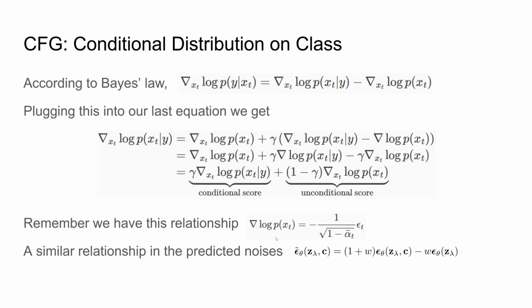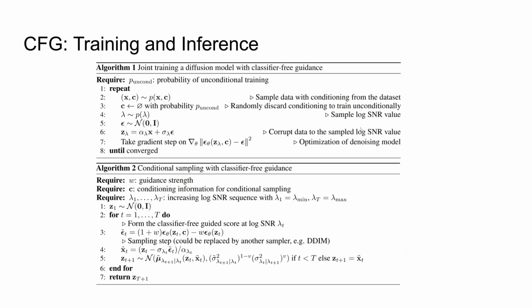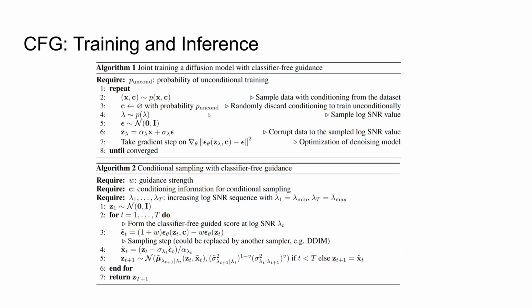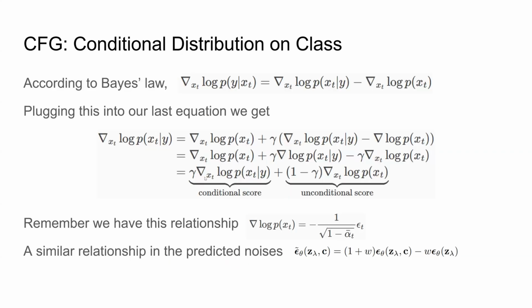And remember this relationship we derived between the score and the noise. Since we have this, we can just apply times this vector for each of them and get a similar relationship for the predicted noises. So we arrive at these training functions. See, we create a particular label for classless, and with some probability we train unconditionally corresponding to this term, and for some probability we train conditionally corresponding to this term.